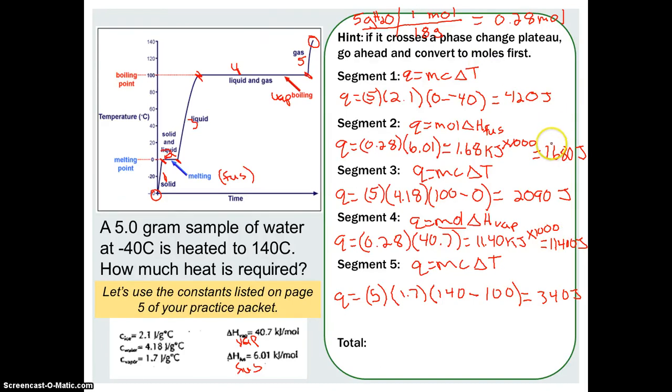Now I need to add all of this together. 420 plus 1,680 plus 2,090 plus 11,400 plus 340. I end up with a total of 15,930 joules. If I want to now, I can go back and convert this to kilojoules by dividing by 1,000. Either one of these is an appropriate answer to the question. If it asks you for a specific unit, just pay attention.